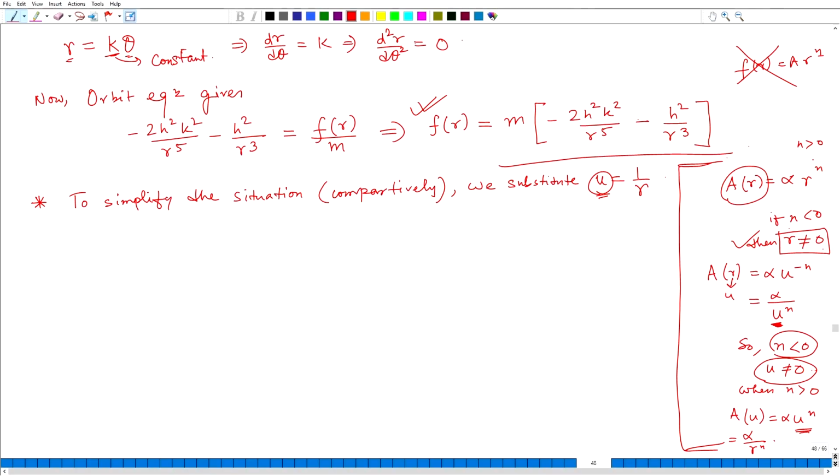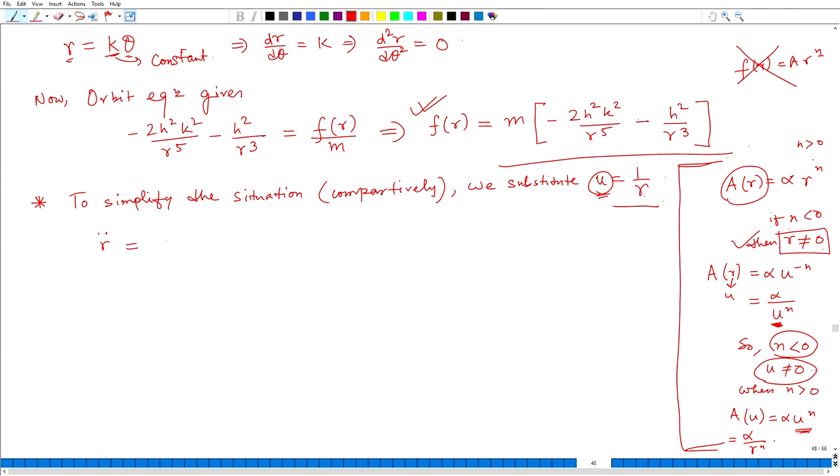So, in general, in order to get rid of all these problems, we will think that both u and r are well defined and none of them are blowing up. If you do, then you will see that the orbit equation becomes very simplified.